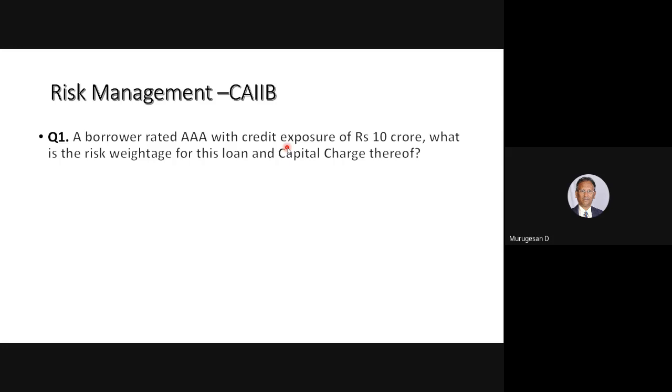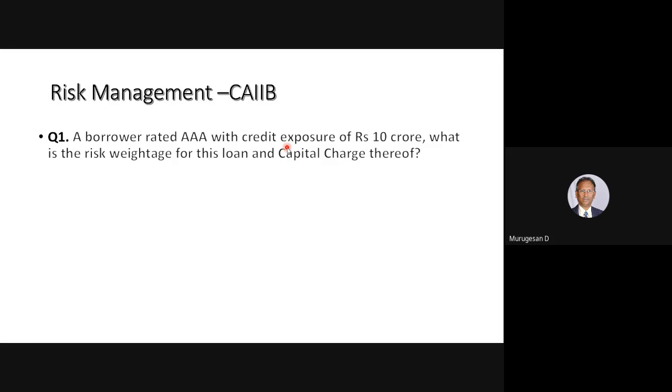For example, CC account. The borrower may have a limit of 100 lakhs, but he will avail only 90 lakhs. For the remaining 10 lakhs, you have to apply the credit conversion factor. Okay, credit conversion factor. That is applicable in term loans also. The credit conversion factor is applicable on the undrawn portion in CC limits, the undrawn portion in term loans, and also in non-funded limits. If you understand the rules, in the exam you can quickly do it and you will score better.